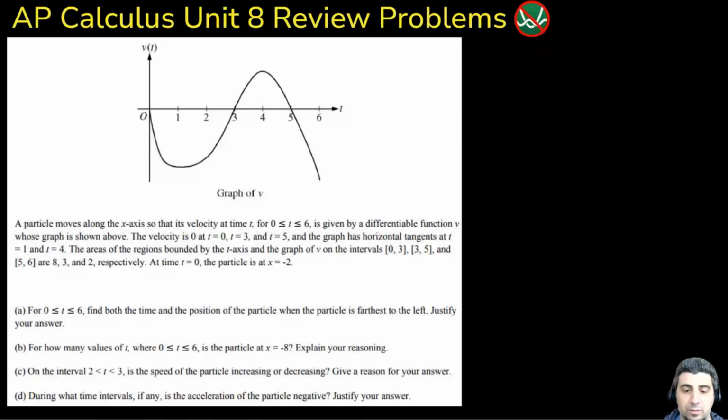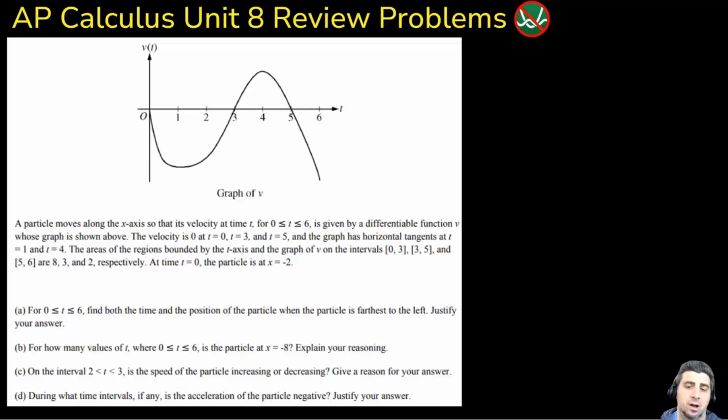So we'll start off with this free response question: a particle moving along the x-axis so that its velocity at any time t from 0 to 6 is given by the differentiable function v, whose graph is shown above. The velocity is 0 at t equals 0, 3, and 5, and the graph has horizontal tangents at t equals 1 and 4. The areas of the regions bounded by the t-axis and the graph of v on the intervals 0 to 3, 3 to 5, and 5 to 6 are 8, 3, and 2, respectively. At time t equals 0, the particle is at x equals negative 2. So for 0 to 6, find both the time and the position of the particle when the particle is furthest to the left. Justify your answer.